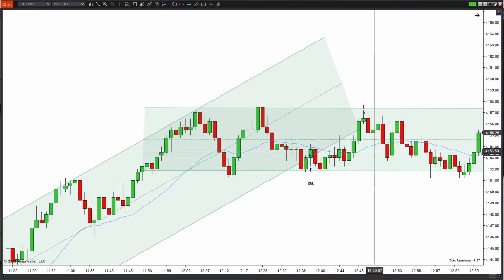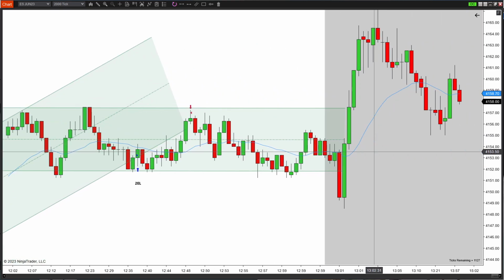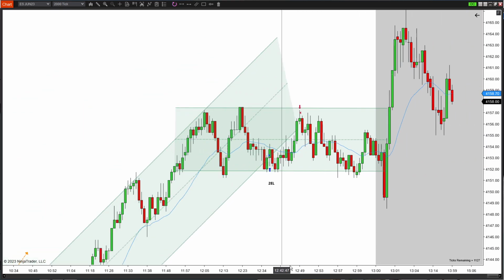Then prices just continue chopping sideways and into the close. So that's how I saw the charts today.